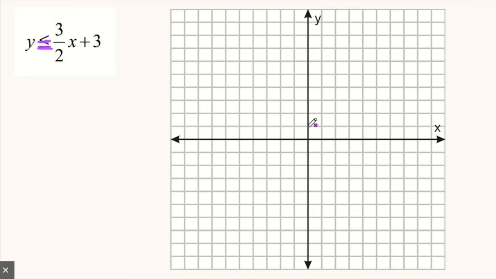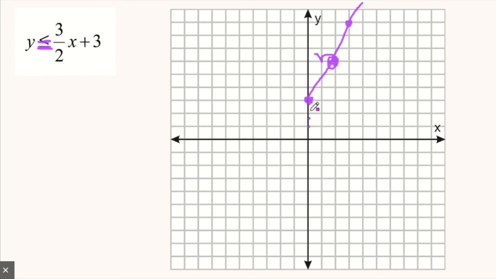We would first find the y-intercept, 1, 2, 3. That's our first point. And just do rise over run, 3 over 2. So 3 up, 1, 2, 3. 2 to the right, 1, 2. That's our second point. 3 up, 1, 2, 3. 1 to the right. That is our line.